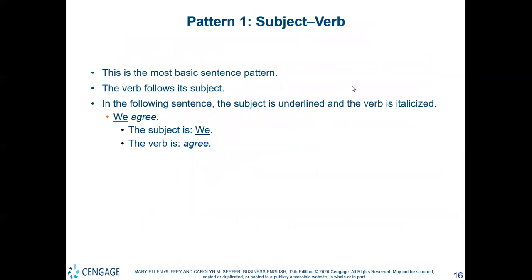Pattern 1, subject, verb. This is the most basic sentence pattern. The verb follows its subject. In the following sentence, the subject is underlined and the verb is italicized. We agree. The subject is we. The verb is agree.